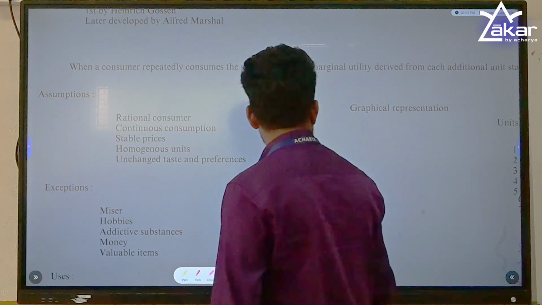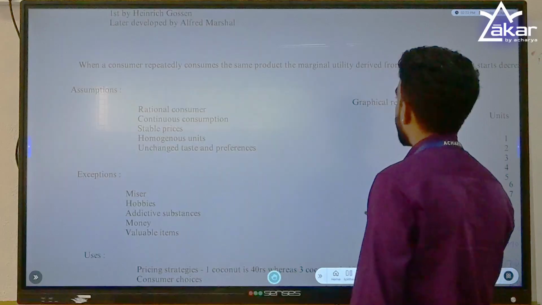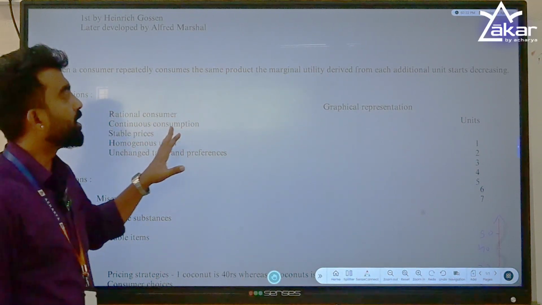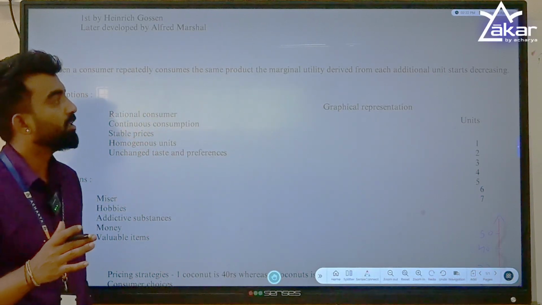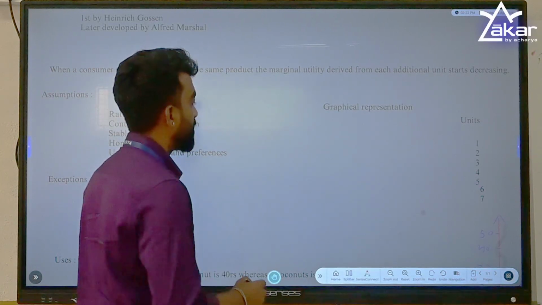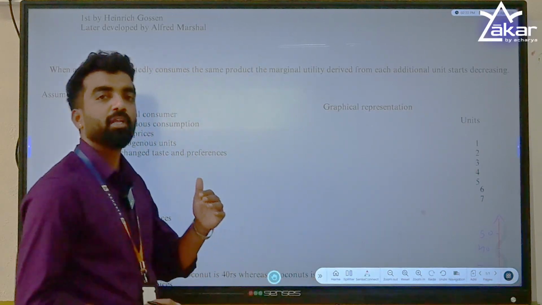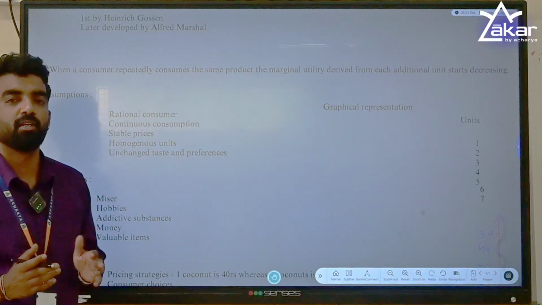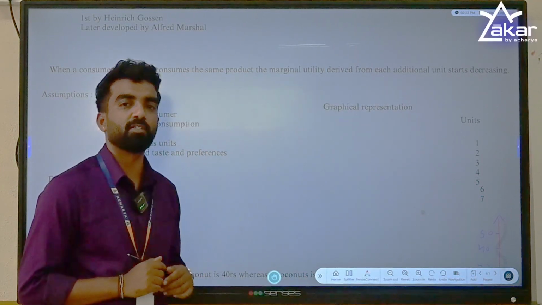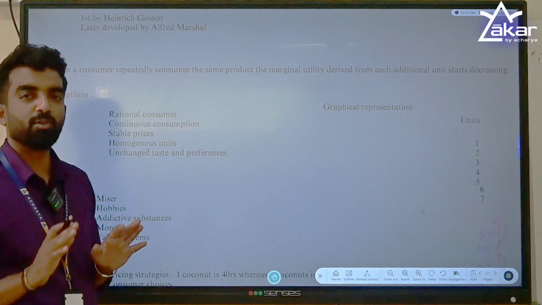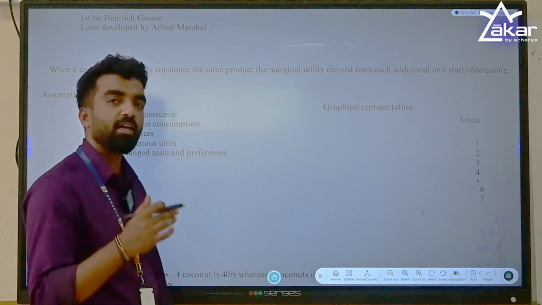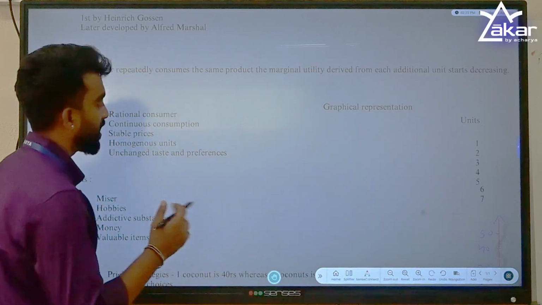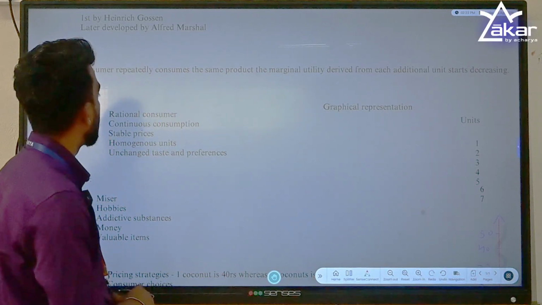So what is the definition of the law of diminishing marginal utility? It says that when a consumer repeatedly consumes the same product, the marginal utility derived from each additional unit starts decreasing. The marginal utility may keep on increasing for the initial few repeated consumptions. After a certain point, you will reach the saturation level, and you might feel not to consume it again and again. So the additional satisfaction which you derive from the additional unit will start decreasing. With an example, we can see it so that you will understand it completely.